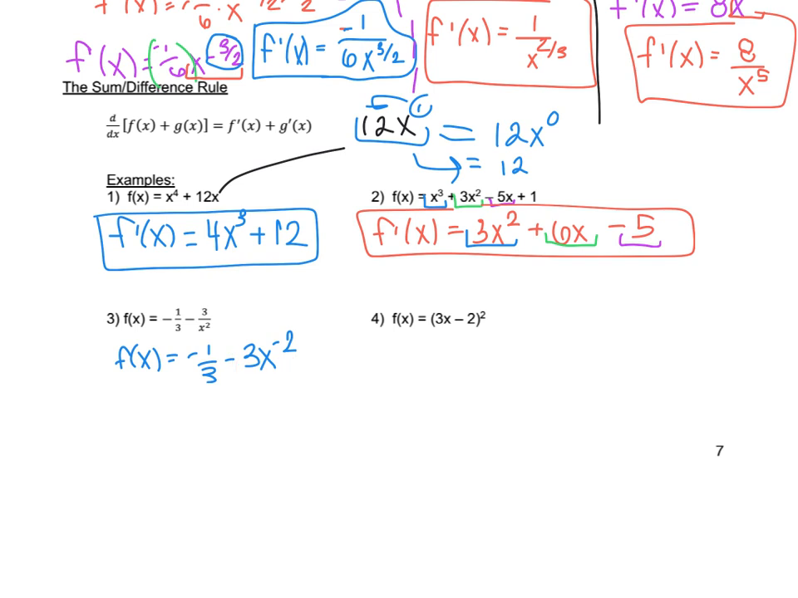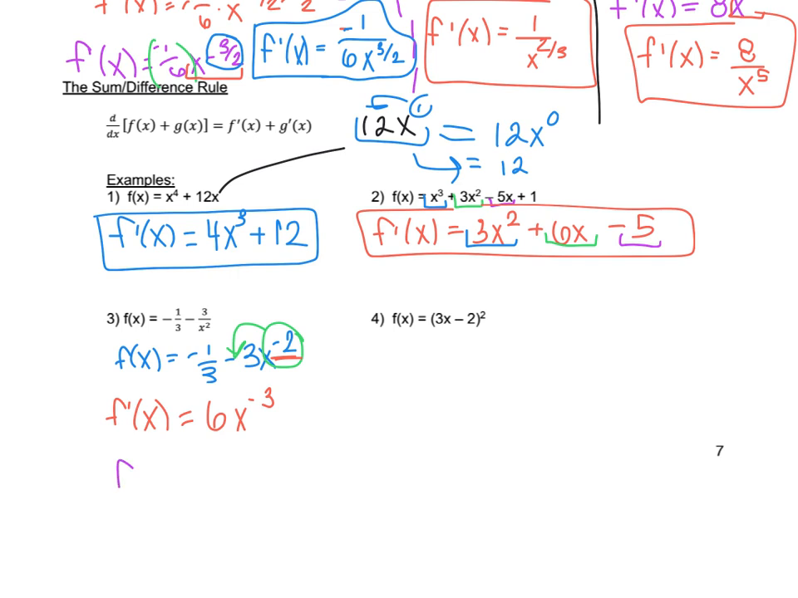Now I can apply the power rule and differentiate. So the derivative would be the derivative of negative 1/3, which is 0 because there's no x term there. And then the derivative of this, I'm taking my negative 2, bring it down, and it multiplies by negative 3. That would result in a positive 6x to the negative 3rd power, because I'm subtracting 1 from negative 2. So that's how we differentiate, but I just need to rewrite because I still have this negative exponent here.